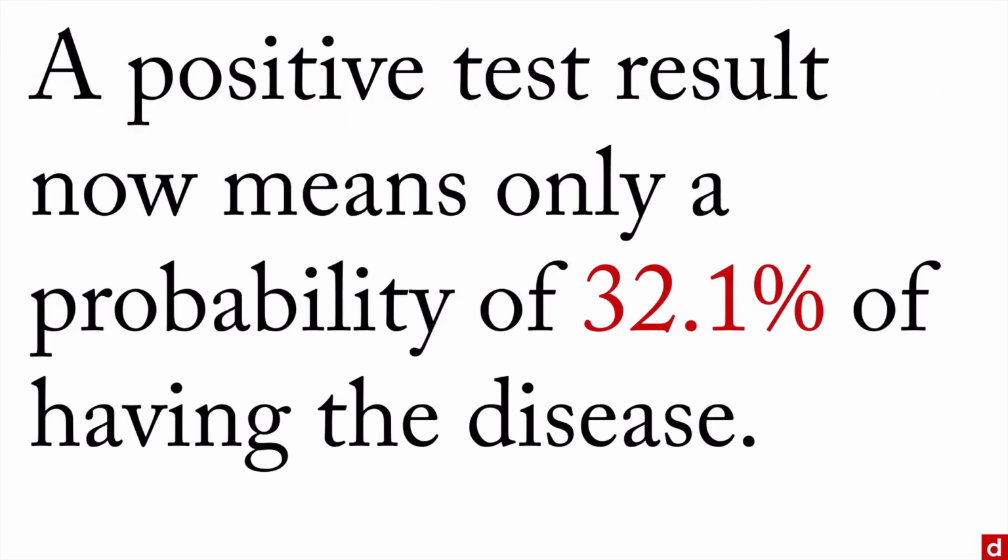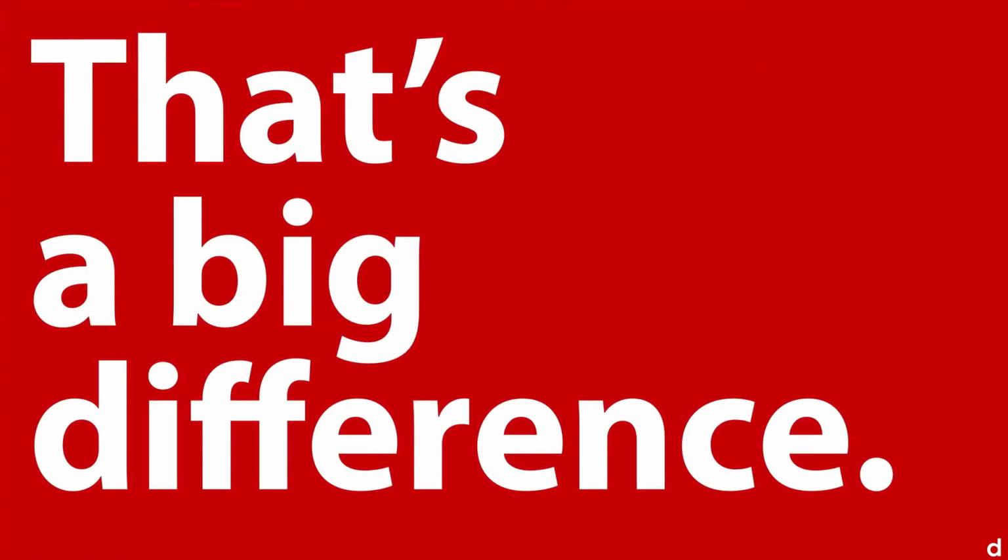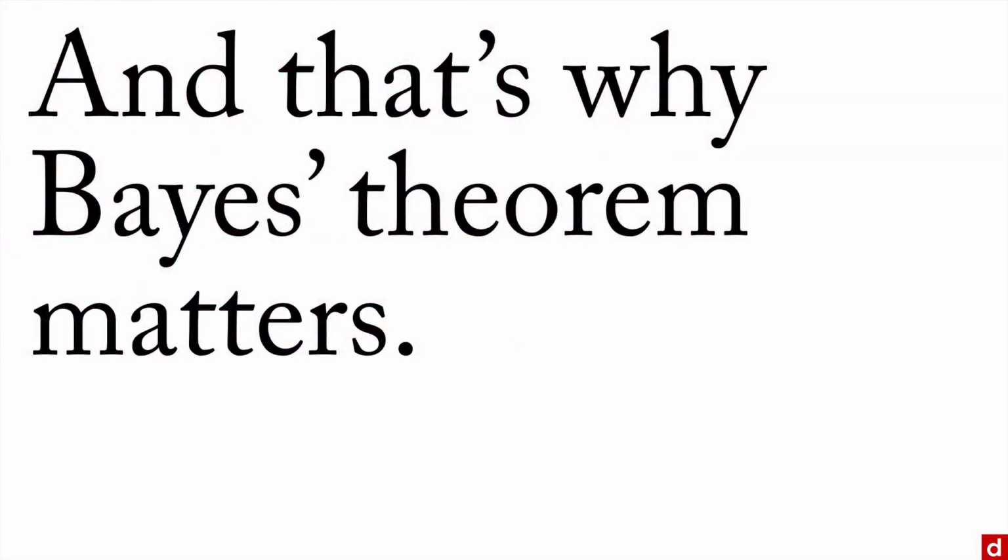That means a positive test result, so you get a positive on the test, now means that you have a probability of only 32.1% of having the disease. That's 2/3 less than the advertised accuracy of 90%. And in case you can't tell, that's a really big difference. And that is why Bayes' theorem matters, because it answers the question that people want, and the answer can be dramatically different depending on the base rate of the thing that you're talking about.